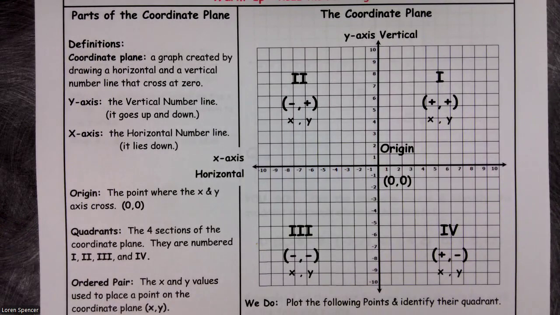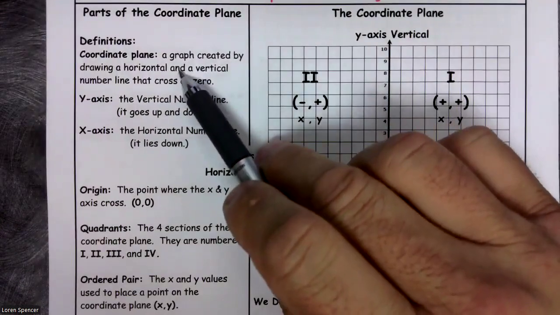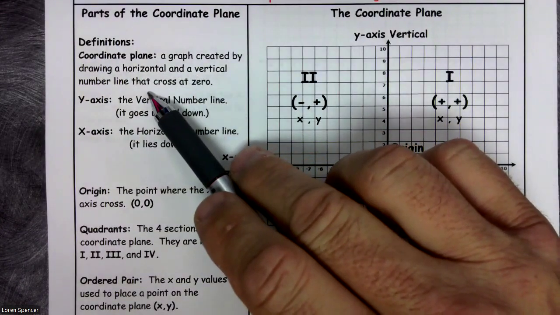This is Unit 2, Day 1, Graphing on the Coordinate Plane. It's just a review of the coordinate plane and basic graphing before we move into functions and relations. So, definitions: coordinate plane. What is it? It's a graph created by drawing a horizontal and a vertical number line.